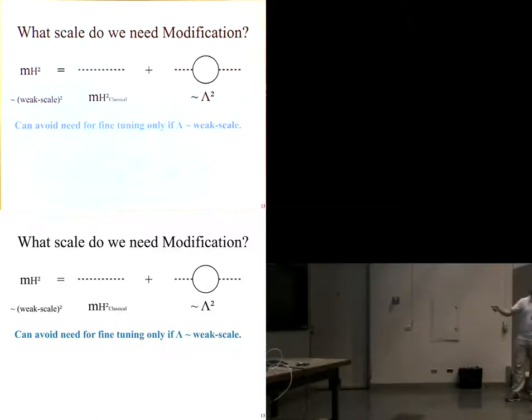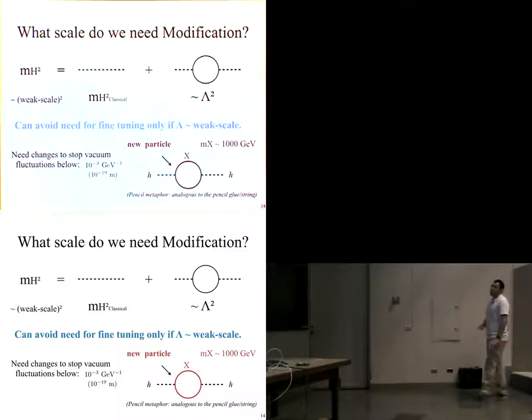So if we want to avoid fine-tuning, if we don't want to rely on these numbers being closely related, we need this cutoff scale to be roughly at the weak scale. Naively this is the Planck scale, but it doesn't help if it's half the Planck scale or a third of the Planck scale, because then we would also need very big fine-tuning. If it was 10% of the Planck scale, we would need these numbers to agree to 10 decimal places or something. So it's not enough that this cutoff scale is not the Planck scale. It really has to be at the weak scale in order to avoid this fine-tuning.